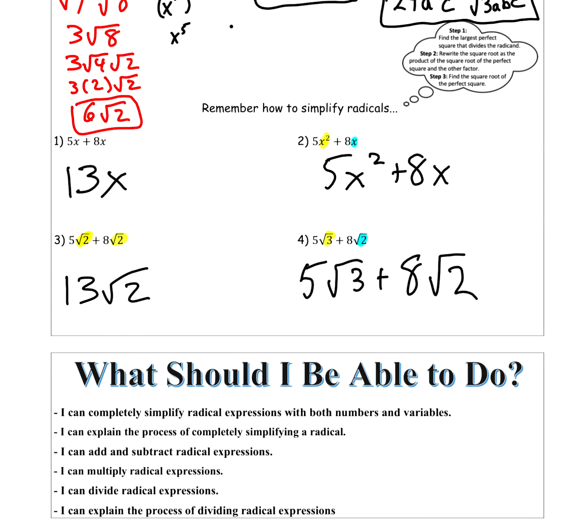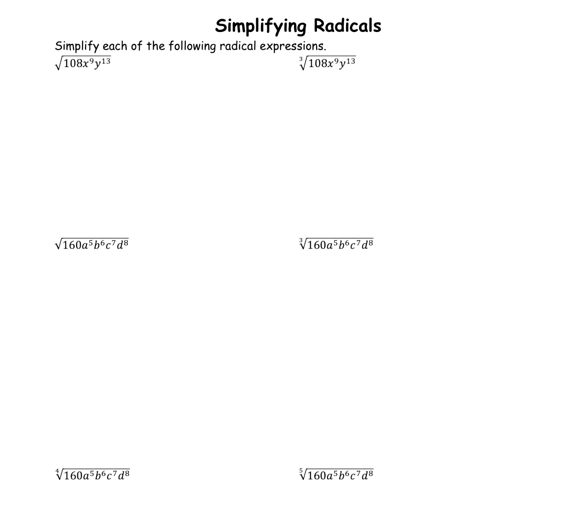Let's go to the next page. So now we're going to talk more about simplifying radicals. I want everyone to do the top left one. So I want everyone to simplify the square root of 108 times x to the 9th times y to the 13th. Take a minute, pause the video, simplify that, and then play the video once you're done.